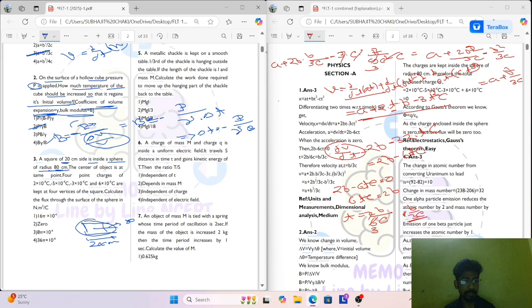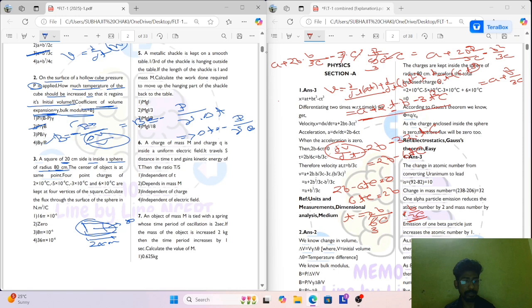You have to remember what. First of all, you have to calculate the total Q net. What will be the Q net? What is the flux formula? Flux formula is nothing but Q by epsilon naught. Right? You know this from Gauss's theorem. Right? So this is Q net, the total Q net.